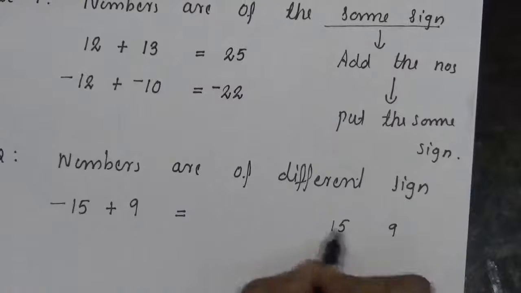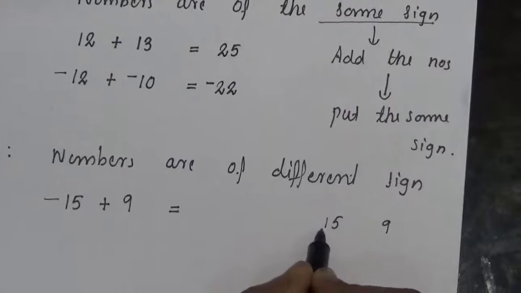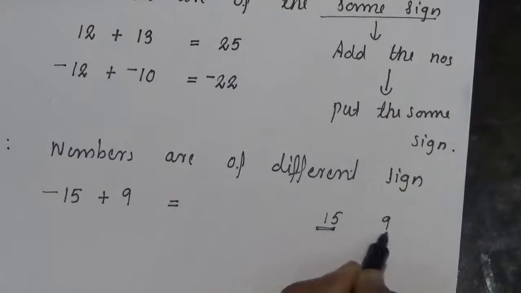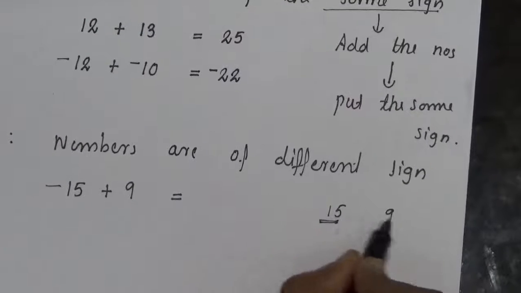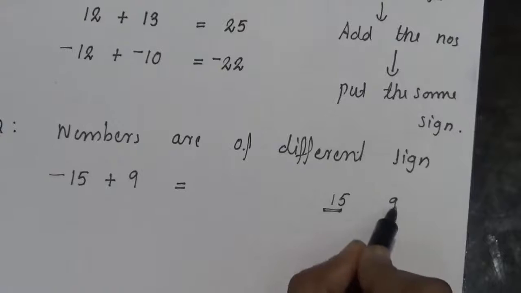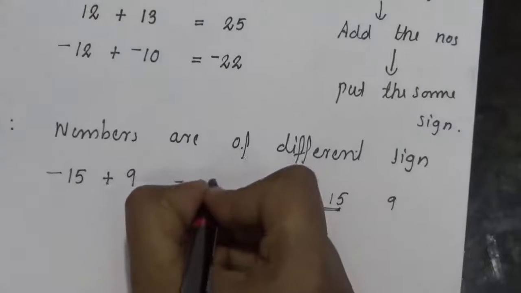Okay, so which one is larger? 15 is the larger number. So subtract the smallest number from the large. That means we are taking the difference of these two numbers. So what is the difference of these two numbers? 15 and 9. The difference of these two numbers is 6.